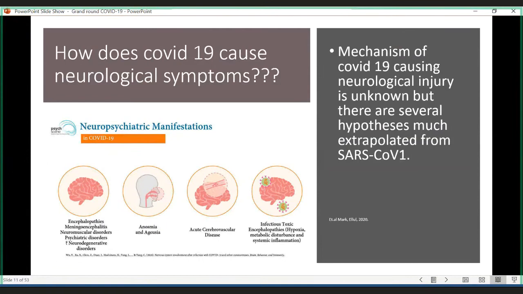So how does the virus cause the neurological symptoms? The exact mechanism, the answer for this question is we don't know. But there are multiple theories, mostly taken from the prior pandemic with SARS-CoV-1 and MERS-CoV. And there are theories for both direct invasion and indirect pathways that the virus could cause neurological symptoms.